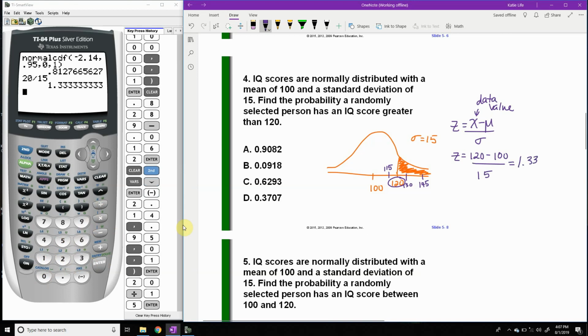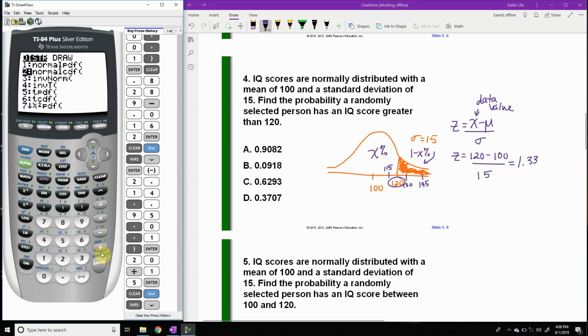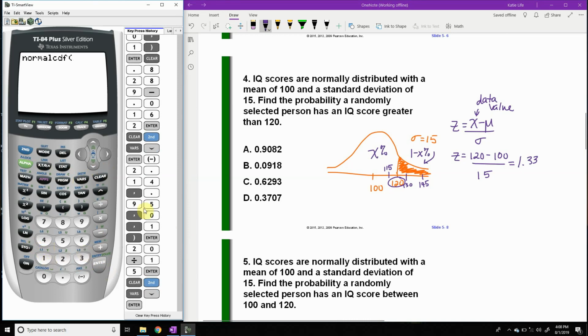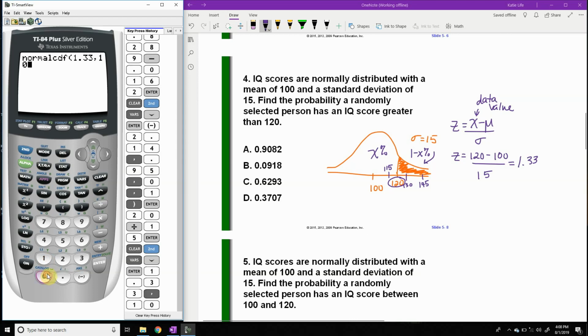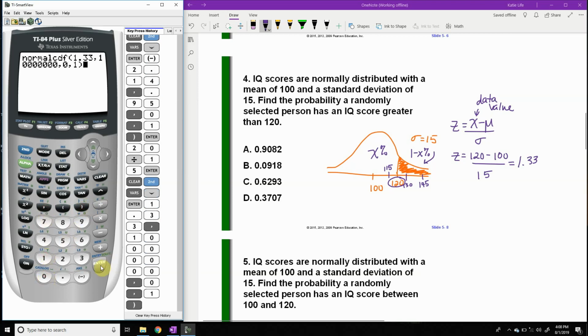Now, I could either look that up in the body of the table, right, which would give me this area. It would give me that percent, and then I would have to subtract it from 1 to figure out the area above, or I can use that normal CDF function. So I'm going to do that. Second the variables button, normal CDF. Lower bound is going to be my standard score of 1.33. We're going to go up to 10,000, something real big. And then we are going to put in 0 and 1 because we have standardized that value. And we're looking at 0.0918. So that would be B.